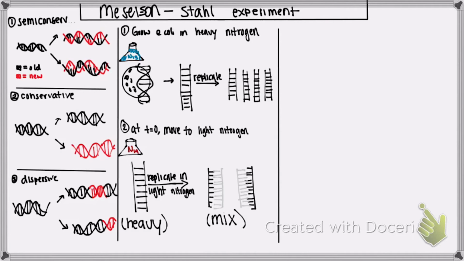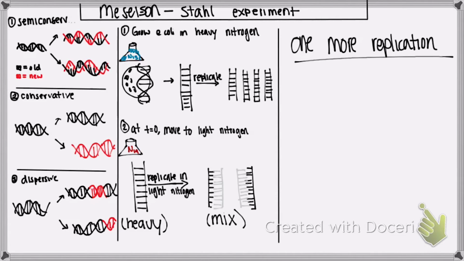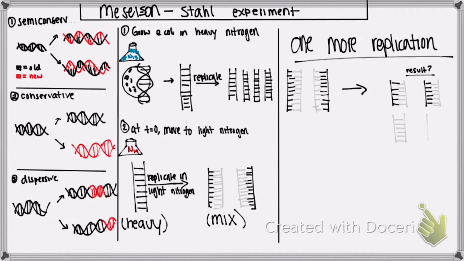Then they analyzed the weight, or the density, through centrifugation. But before they actually studied the results, they allowed one more replication. So when you took the mix and replicated it inside the light nitrogen, the result was two strands that were mixed and two strands that were light. So after 2 cycles, you have 50% mix and 50% light.